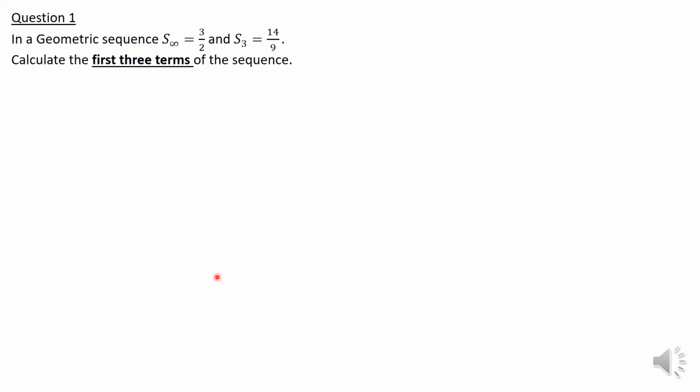Right, so let's get right into it. The first question: you see that I have bolded where it says calculate the first three terms. Very important that you understand that. As you know, the sum to infinity formula is a upon 1 minus r. In this case, we are told that it's equal to 3 upon 2. And the sum of the first three terms, S sub n, takes the formula a in brackets 1 minus r raised to the power of n, upon 1 minus r, which in this case is equal to 14 over 9, and our n is 3.